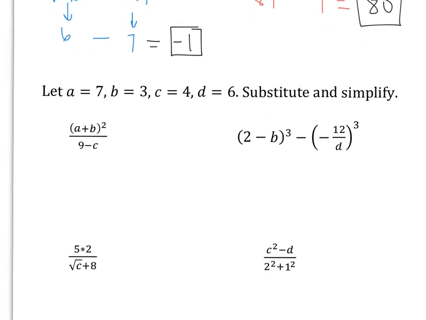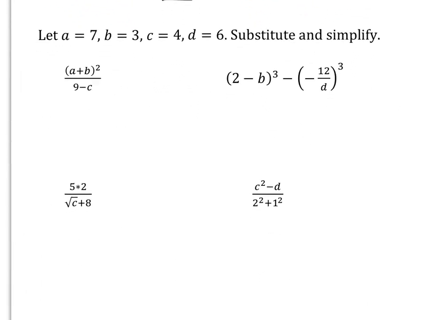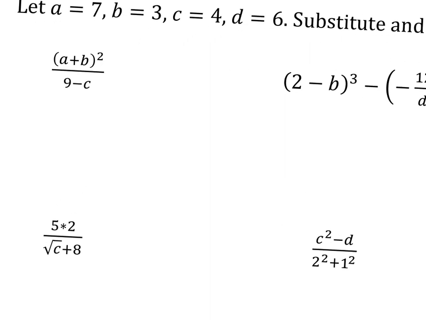Okay, so now let's look here at a couple of expressions to evaluate. So let A equal 7, B equal 3, C equal 4, and D equal 6. So what we'll do here is we are going to substitute in these numbers in for the variables, and with the order of operations, PEMDAS, simplify and evaluate these expressions. So let's take a look at this first example.